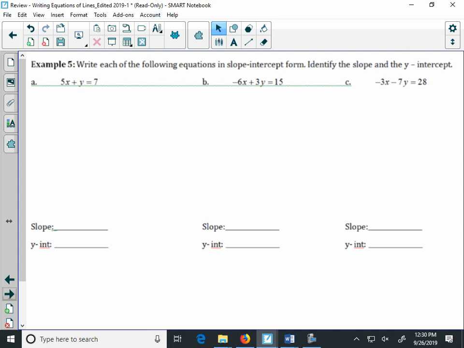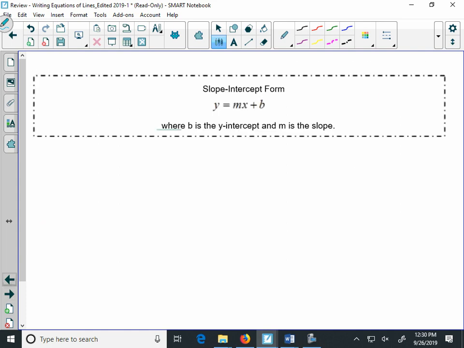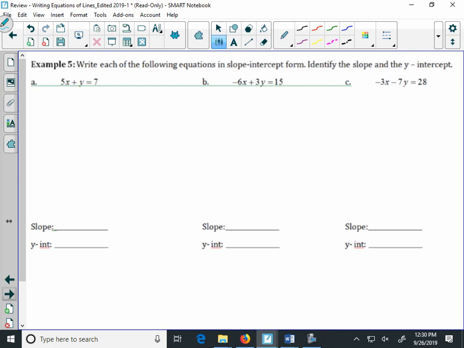So here what we want to do is put it in y equals mx plus b form, slope-intercept form, and then state the slope and the y-intercept. Well, if we look back, we want it in y equals mx plus b form. What do you notice is by itself? The y, right? So get this in y equals mx plus b form. What do we need to do? Solve for y.